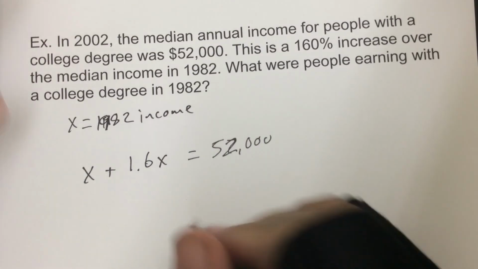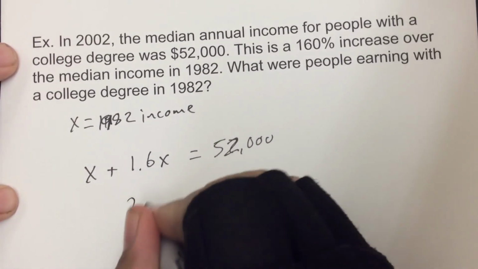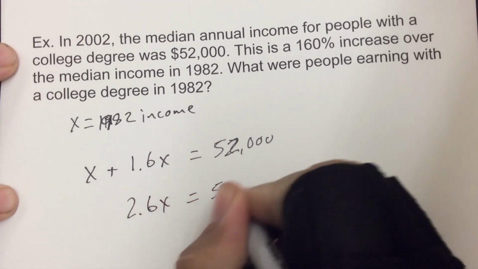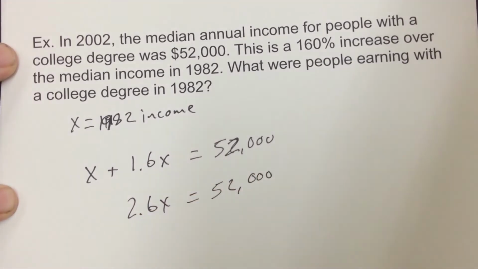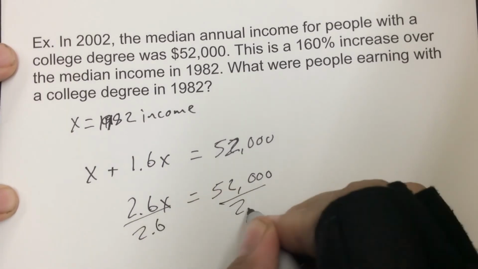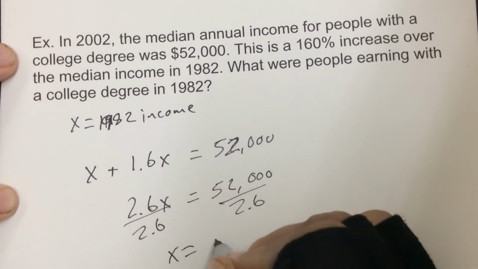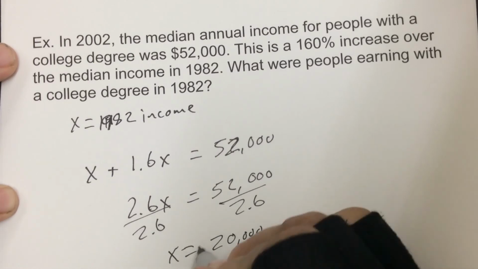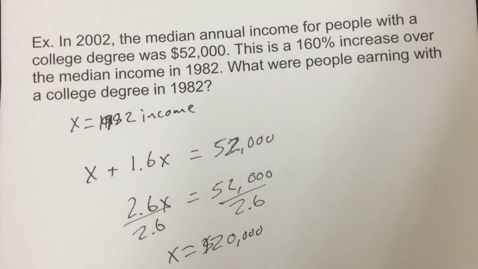Put your like terms together. X and 1.6x makes 2.6x, equaling 52,000. Divide by 2.6. So X is going to end up being 20,000, and we're in dollars.